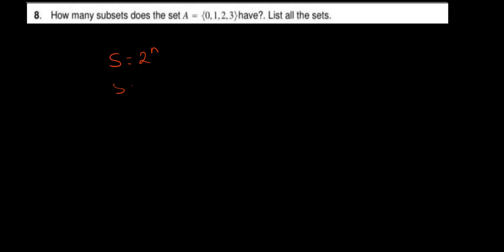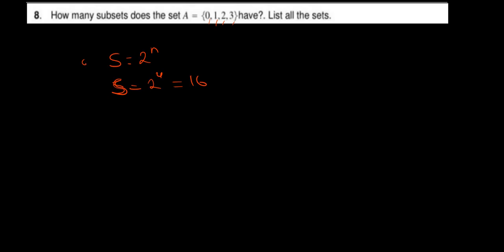So the number of subsets is 2 to the power n, where n is the number of elements. So how many elements? 1, 2, 3, 4. All right. So that is 2 to the power 4. That will give us what? 16. So 16, how many subsets does it have? 16 subsets. All right. So that is it for this one.